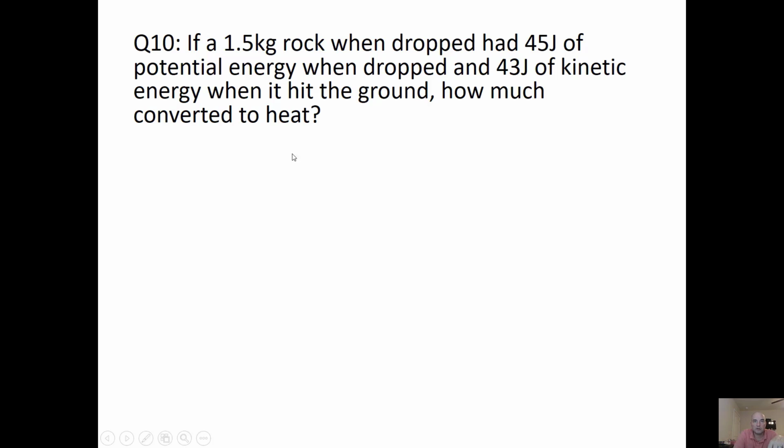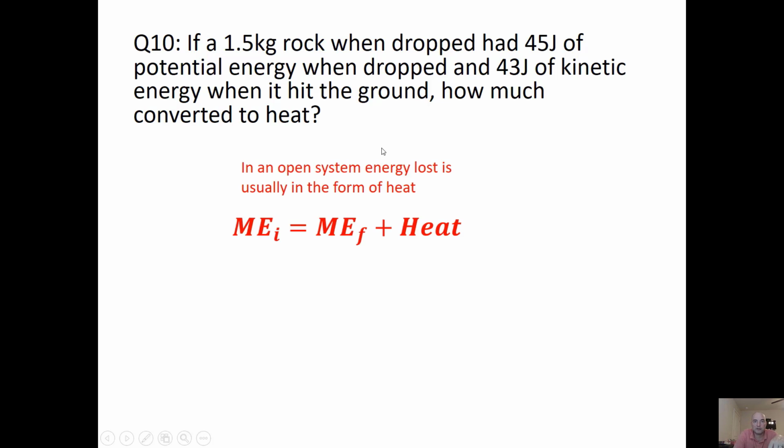So here's a question: if you had 45 joules of potential energy when dropped and 43 joules of kinetic energy when it hit the ground, so at that point in time when it hit the ground, I should have broken this down a little bit further, but this ME final could have been broken into potential and kinetic, and since it hit the ground, it would have had no potential energy at this point. It would have had all kinetic, and that all kinetic was 43, so it would have had 43 joules of kinetic energy, 0 joules of potential energy. That means everything else must have been lost as heat, and so heat would have been 2 joules of energy.